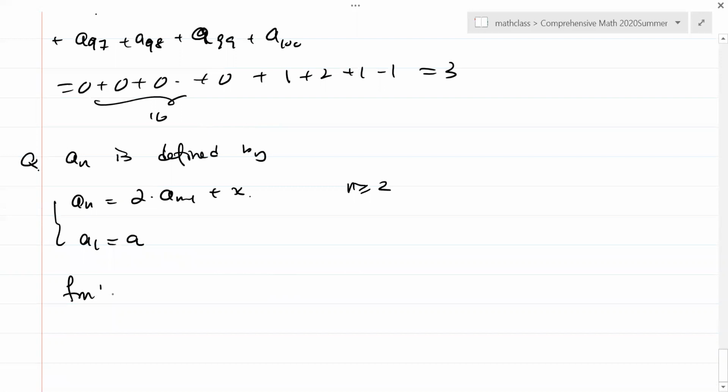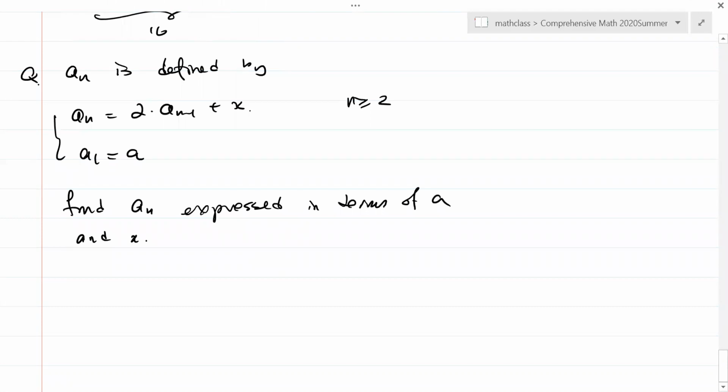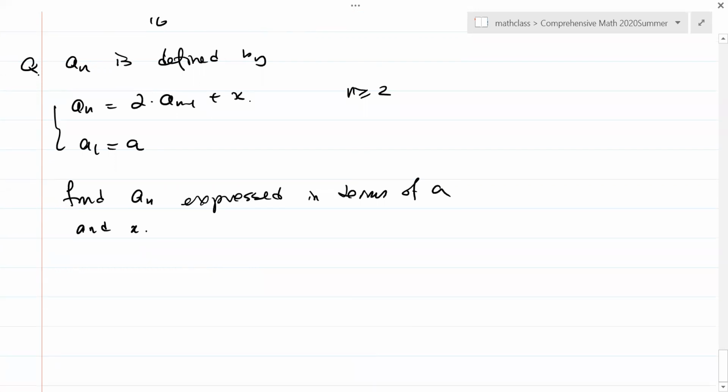Find the general formula without A_(n-1), okay, without the previous terms. Express it in terms of A and x. We have to find the formula, right? Okay, how do you do that? You still have to figure out a pattern and then guess, right? What kind of power it should be, right?